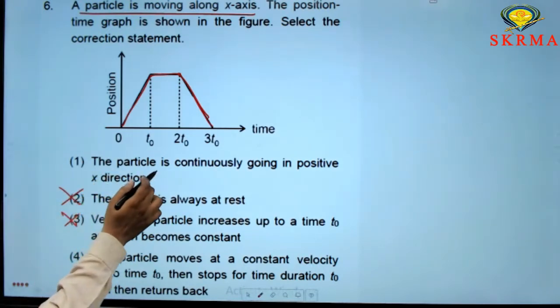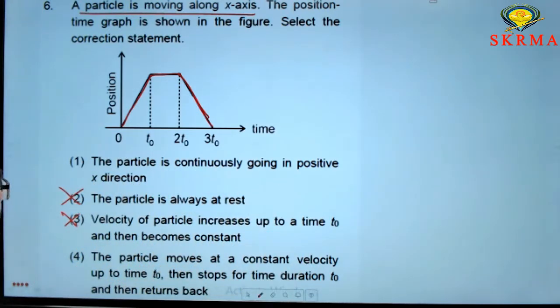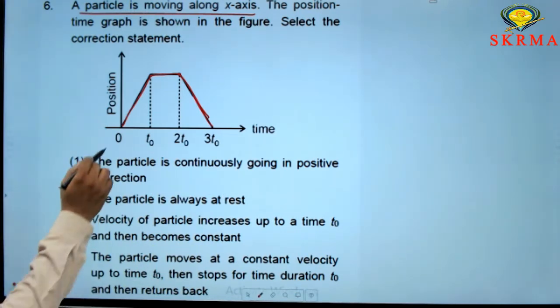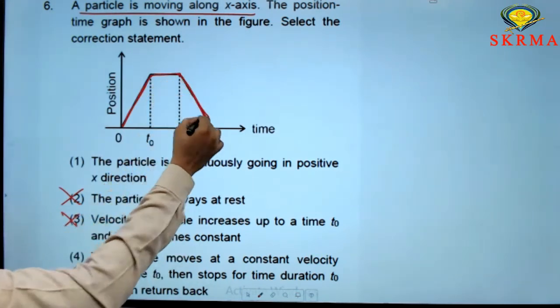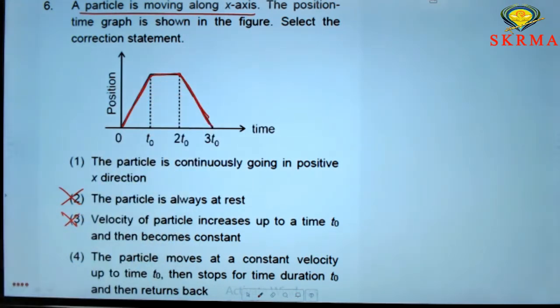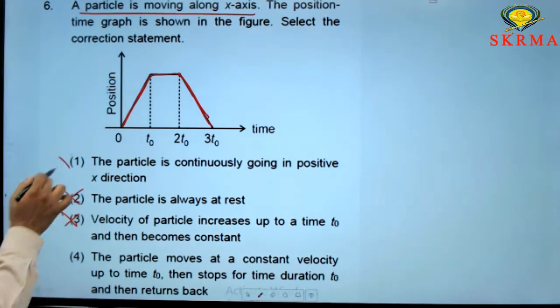Now, the particle is continuously going in the positive x direction. So you cannot say that, because velocity increases for some time and after that velocity decreases. We cannot say that it is always moving in the positive x direction. So this is also wrong.